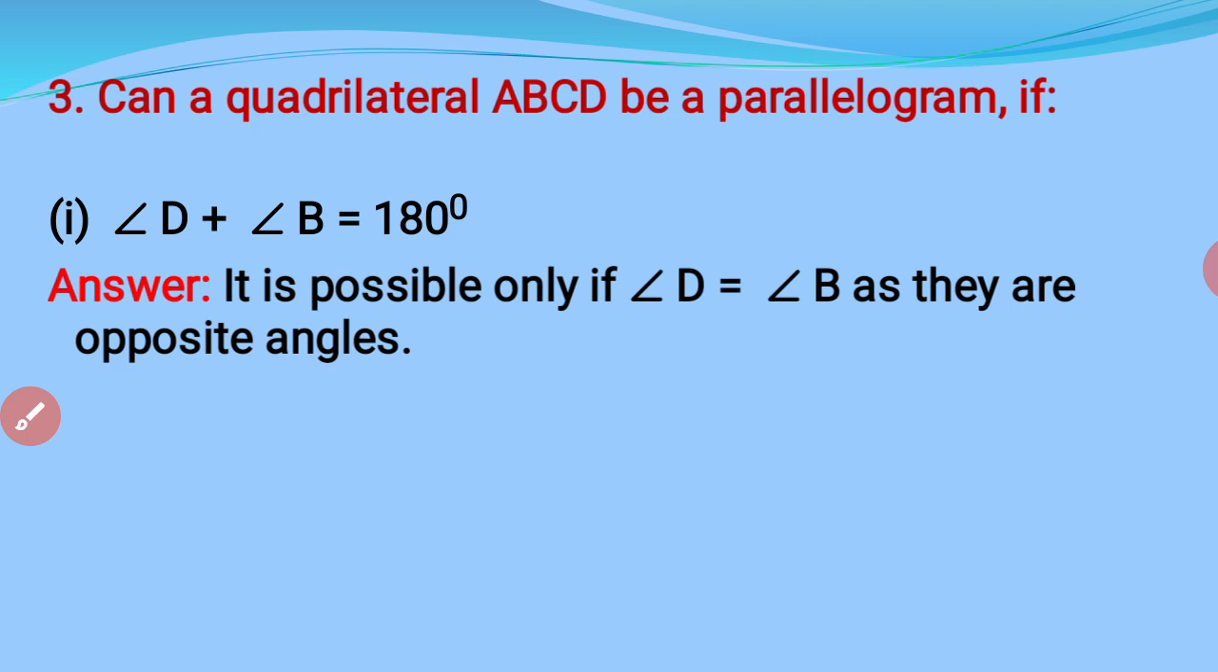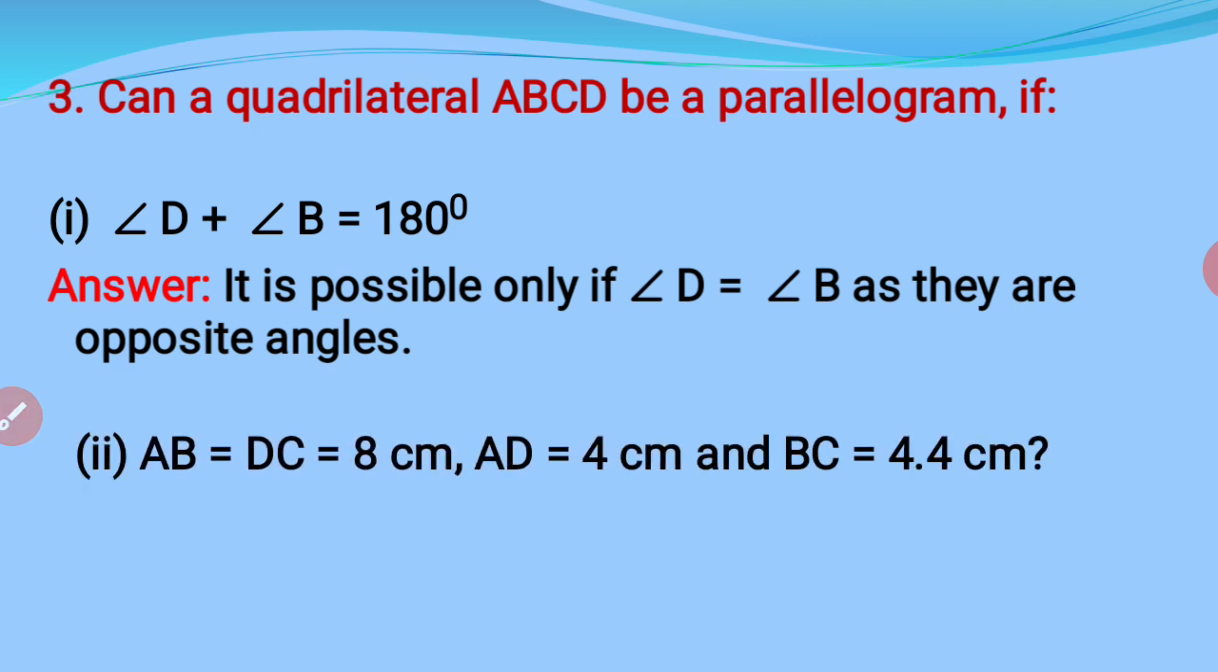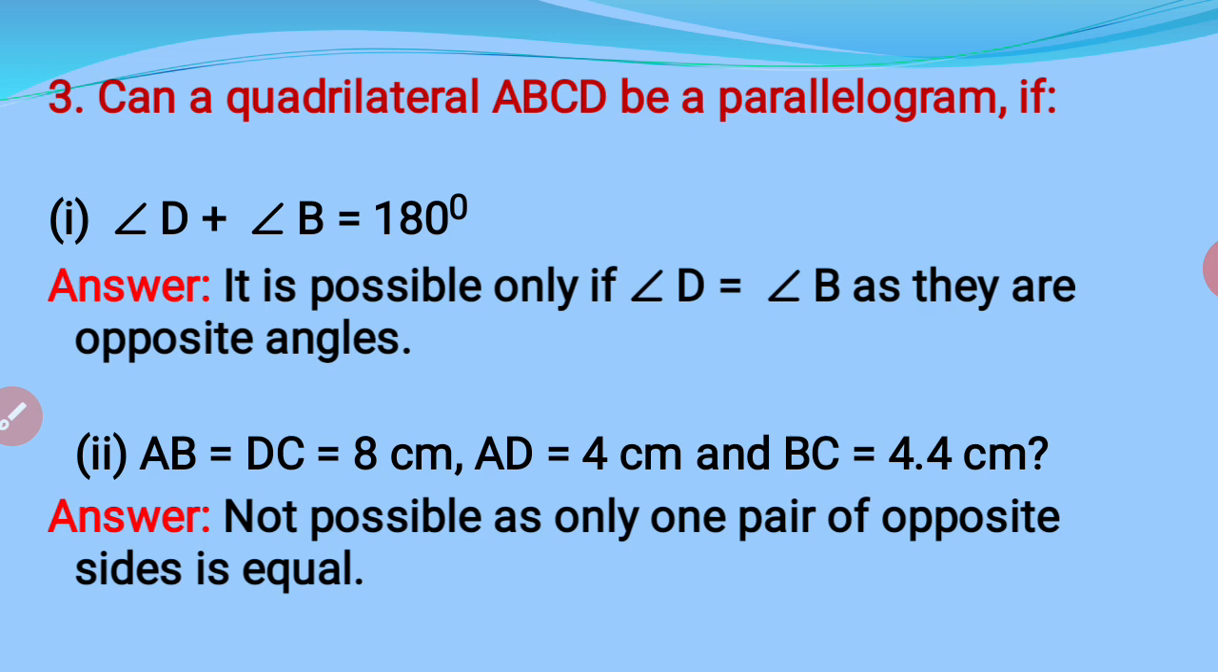Let's proceed with the next sub question. It is AB equal to DC equal to 8 centimeter, AD equal to 4 centimeter and BC is equal to 4.4. Now if we think of the parallelogram, AD and BC will be opposite sides and we know that they have to be equal, but here AD is 4 and BC is 4.4 centimeter, which are not equal. So we conclude that it is not possible as only one pair of opposite sides are equal.